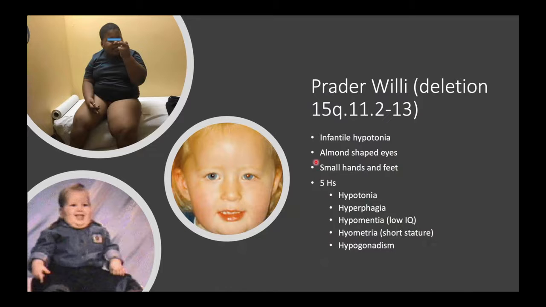Prader-Willi syndrome, as I told you about, these children have infantile hypotonia, the almond-shaped eyes, small hands and feet, and they're obese. So this is a young man from our clinic with Prader-Willi syndrome, and you can see that his habitus is very similar to this one in the picture below. We remember Prader-Willi syndrome by remembering 5 H's. So they're hypotonic as infants, they eat excessively, hyperphagia, they have low IQ, so hypomentia, they have short stature, hypometria, and they have underdeveloped genitalia, so hypogonadism.